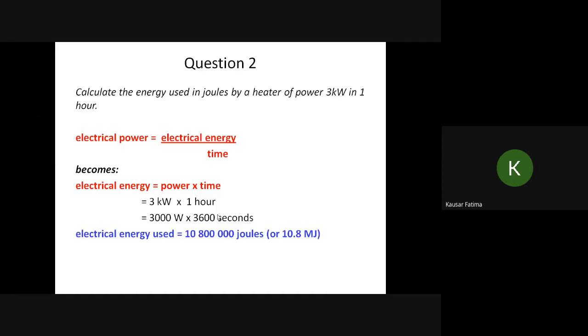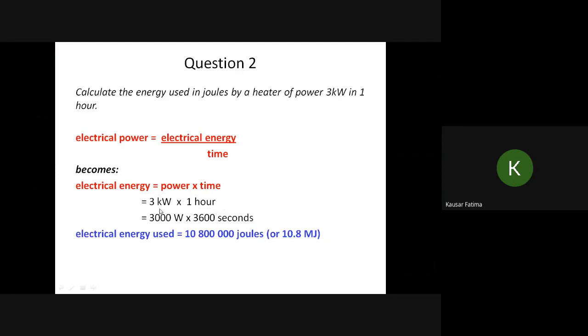From here we can have one more unit. If you don't convert kilowatt and hour into watt and seconds, then 3 into 1 is 3. So there is another unit of energy, we call it kilowatt hour. We will study more about this kilowatt hour. Kilowatt hour is also another unit of energy, and that is used when your bill is made by the electric supply corporation. So when the bill is prepared, they give energy in kilowatt hour.